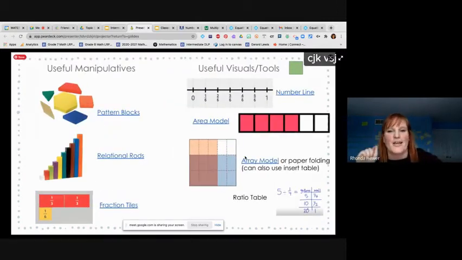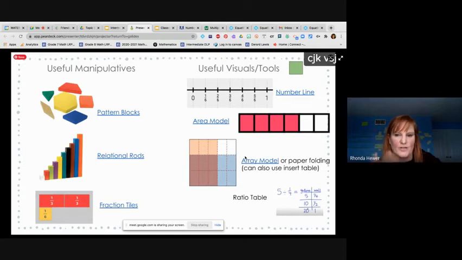So we are going to look at how, instead of teaching them that rule, can we develop the operational sense and get them to that rule? Because, like I said, rules are great to know. But when it's the first thing introduced to them and it's their only go-to strategy, that's when math doesn't make sense. So here are some useful manipulatives.